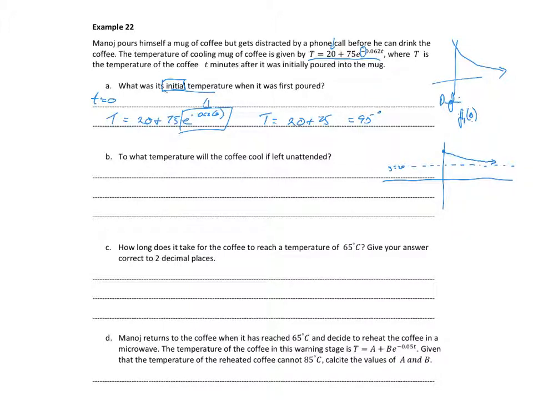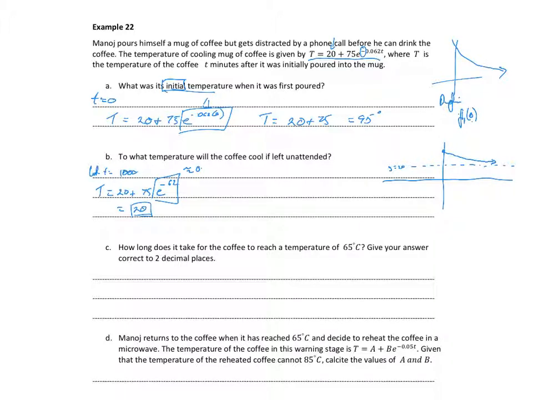If you like, we could just let t equal a big number. And if I do that, T is equal to 20 plus 75e to the negative, well, that's going to be 62 or thereabouts. And e to the minus 62 is approximately 0. So we can see that our coffee does approach the temperature of 20.